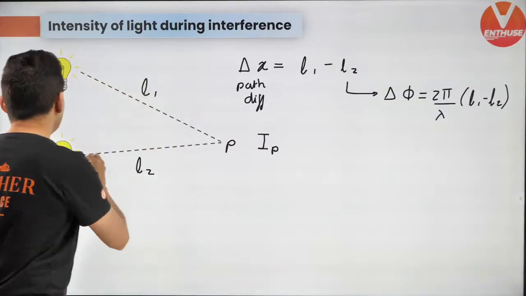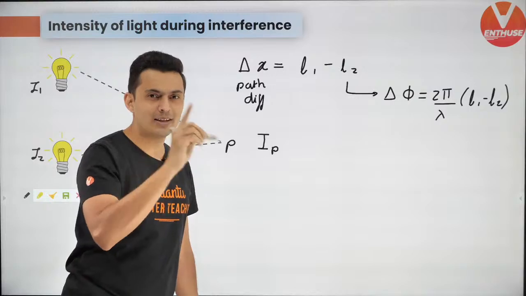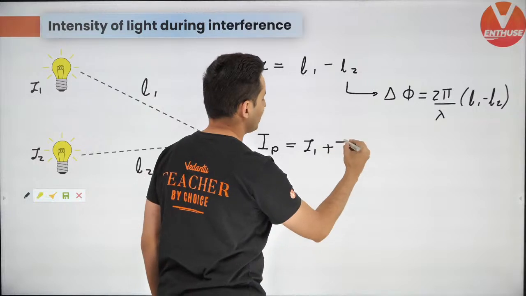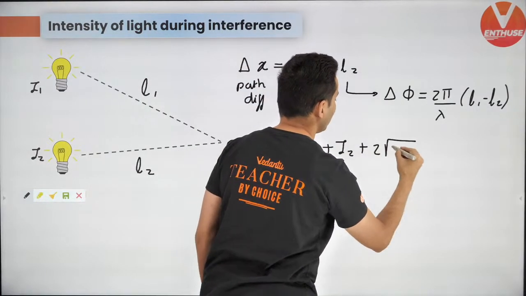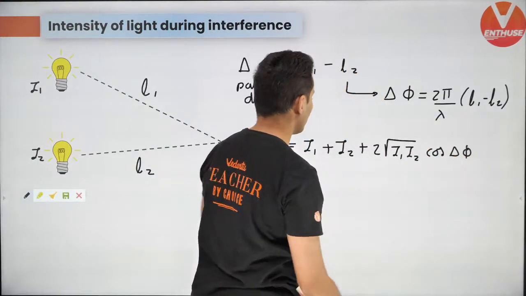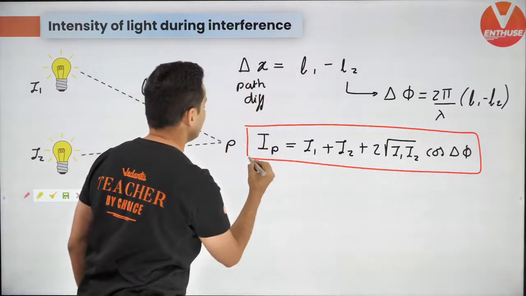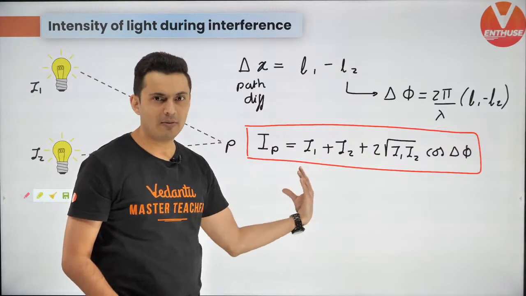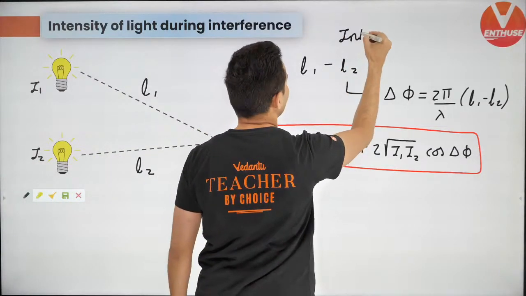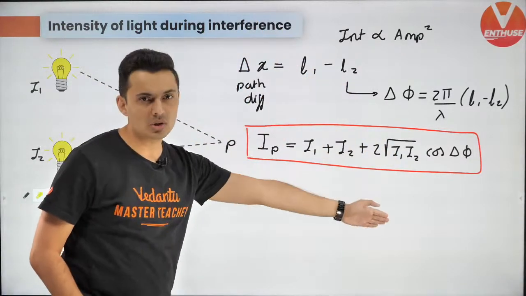The resultant intensity at point P will depend on the intensity of both these bulbs, and I have given this formula to you even in sound waves or in transverse waves. The resultant intensity will be I1 plus I2 plus 2 root I1 I2 cos delta phi. That cos delta phi is not inside the root, it's outside the root. This is the formula for the resultant intensity at point P. This comes via vector addition of amplitudes. In case you have forgotten, intensity is directly proportional to the amplitude squared. That's how this formula comes.